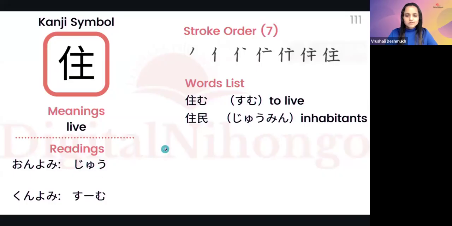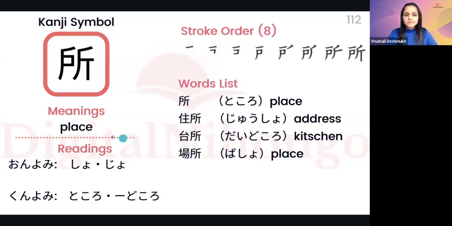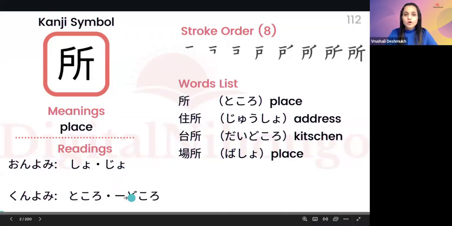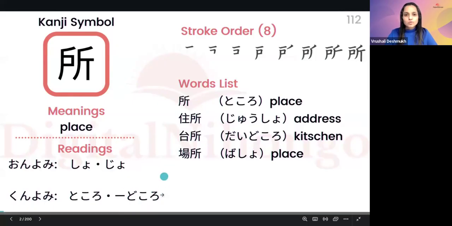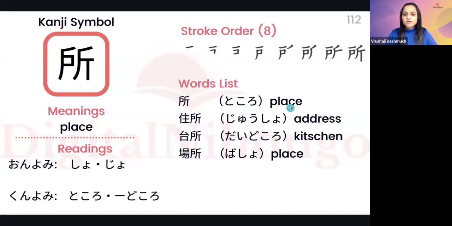Okay. The next one is for place. The meaning of the kanji is place. Readings are sho, jo, or tokoro or dokoro. Tokoro is place. In some of the words, it becomes dokoro, for example, daidokoro. In some of the words, this changes to dokoro. So this is the stroke order. Tokoro is place. Jusho is address.